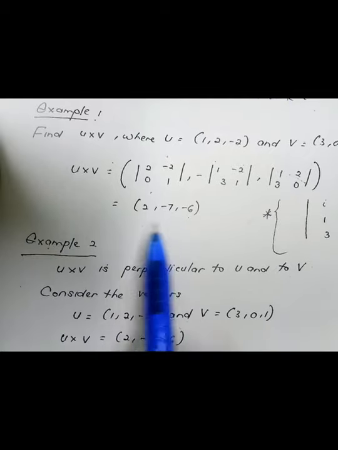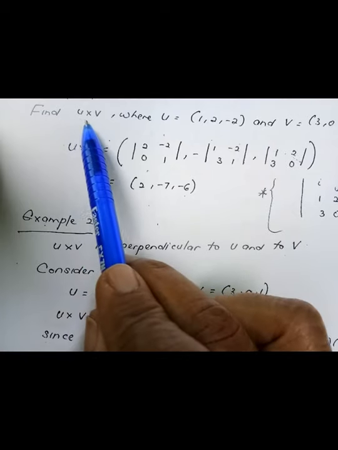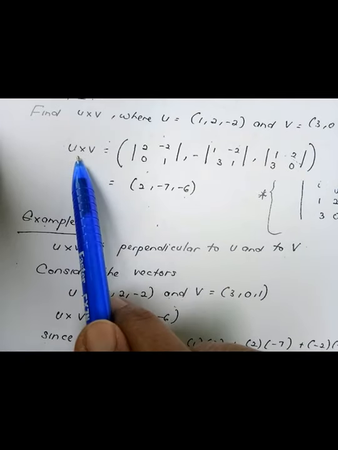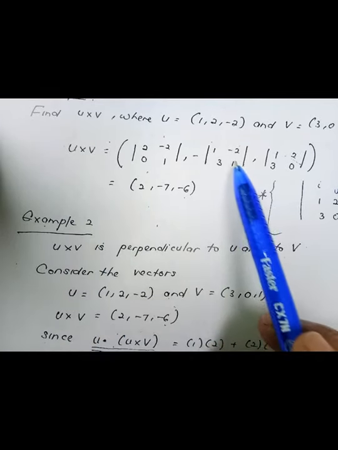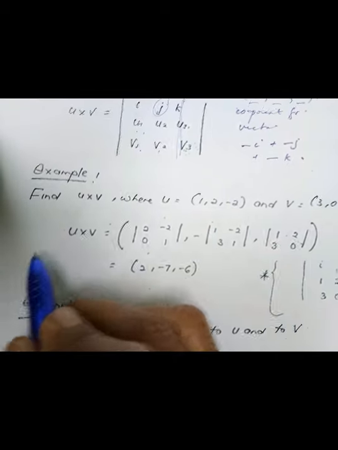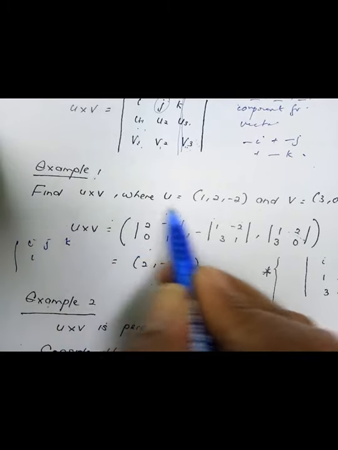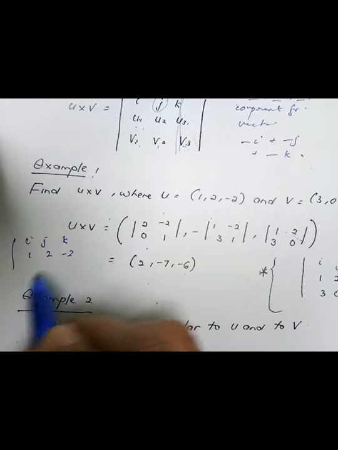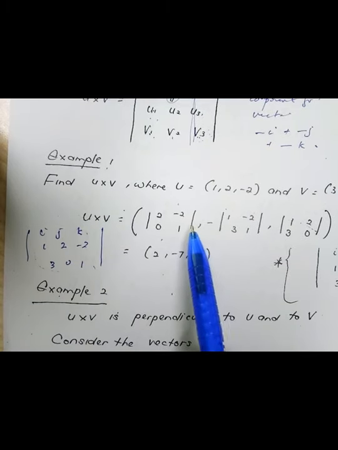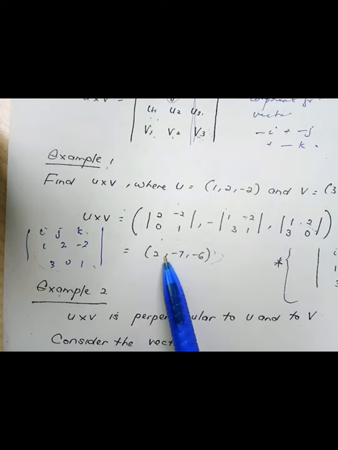Okay, example here. Find U cross product V, where U is given by 1, 2 and minus 2 and V is 3, 0, 1. So we write U cross product V as the determinant with rows i, j, k, then 1, 2, minus 2 for U, and 3, 0, 1 for V. Find the determinant of this. This is in component form, so we will get this answer.